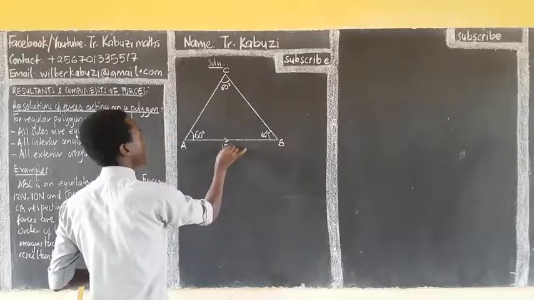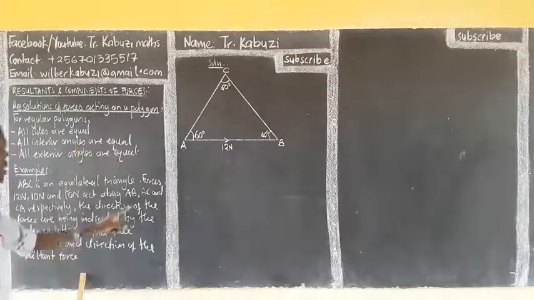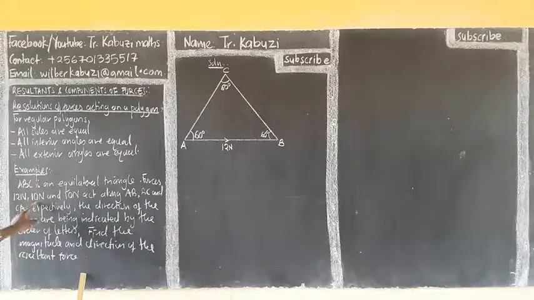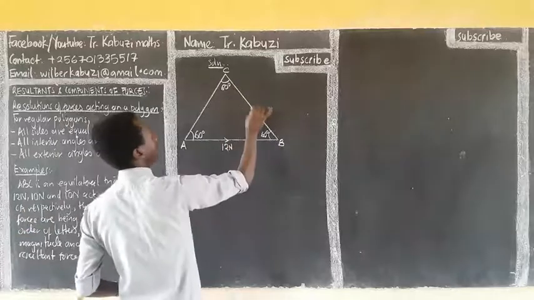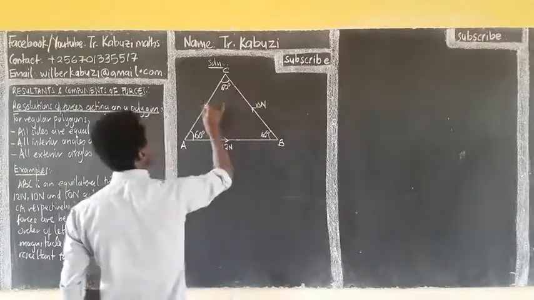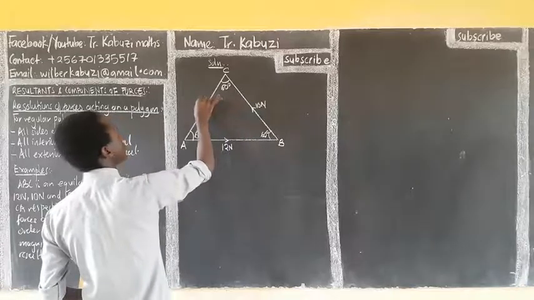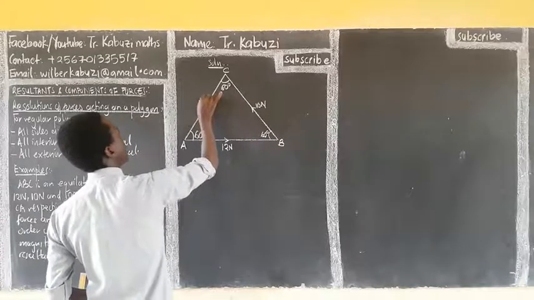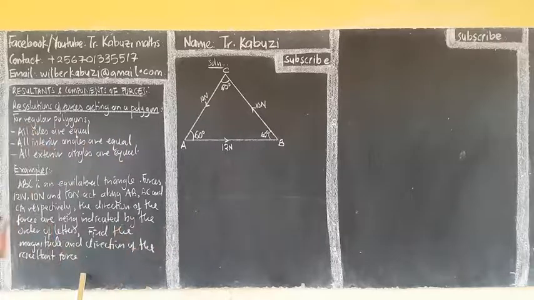This one is going to be 12 newtons. Then BC is going to be 10 newtons. Then CA is also going to be 10 newtons. As simple as that. We are starting with the basics. Indicated by the order of letters, find the magnitude and the direction of the resultant force.